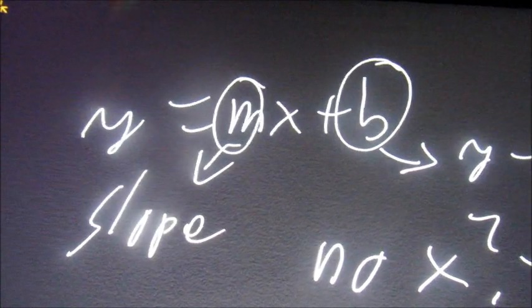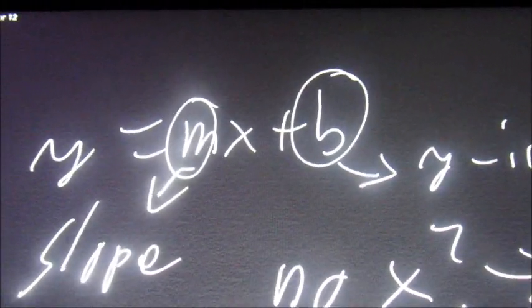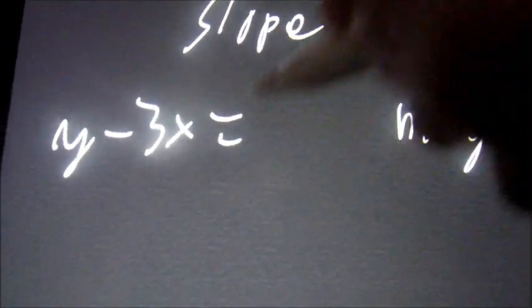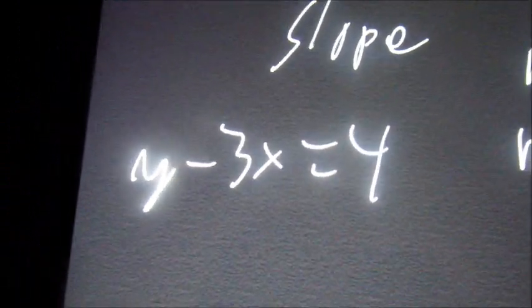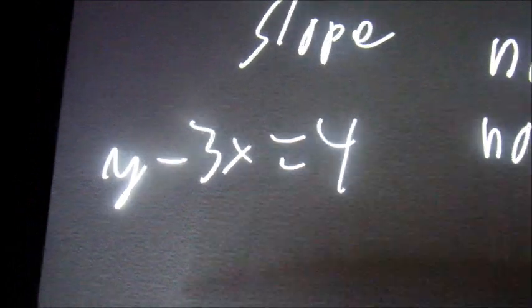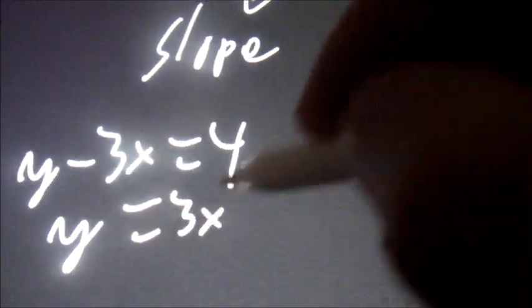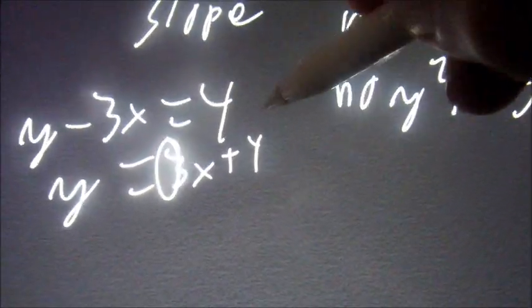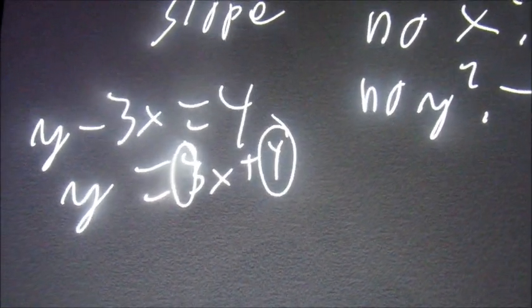It may not start as y equals mx plus b. You may have something like y minus 3x equals 4. If you have this and it's asking you what's the slope and what's the y-intercept, solve for y. So you're going to add the 3x, so y equals 3x plus 4. The slope here is 3, y-intercept is 4.